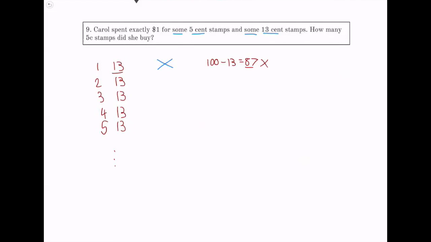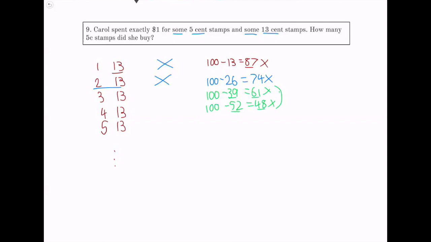So let's move on. If there are 2 13-cent stamps, 100 minus 2 times 13, or 26, is 74. And 74 is not divisible by 5 either, so this also doesn't work. For the sake of time, I'll just quickly go through these last examples. If you're interested, you can see the work here. All I really did is say these both don't work, since I subtracted 3 multiples of 13 and 4 multiples of 13, and they're not multiples of 5 at the end.